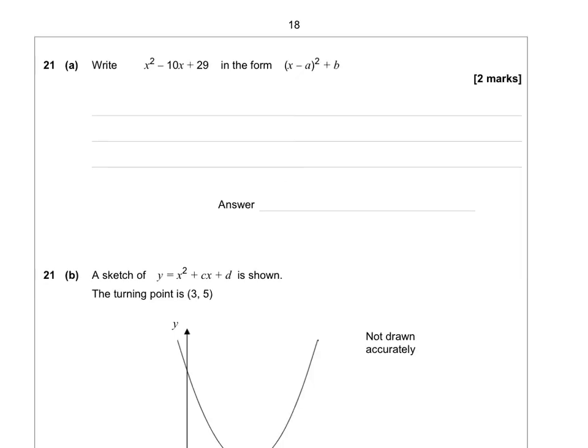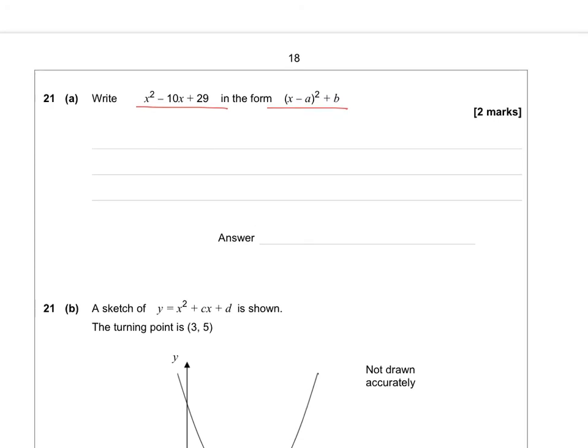Question 21, part A. Write x squared minus 10x plus 29 in this format here. This is the process of completing the square. So we start with x minus 5 all squared, and the minus 5 of course comes from halving the negative 10 here.